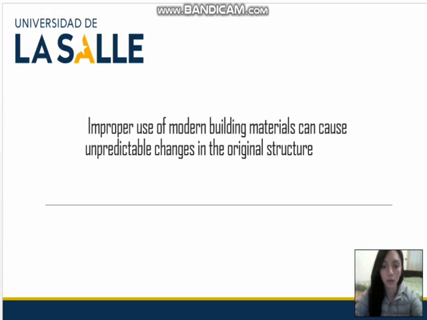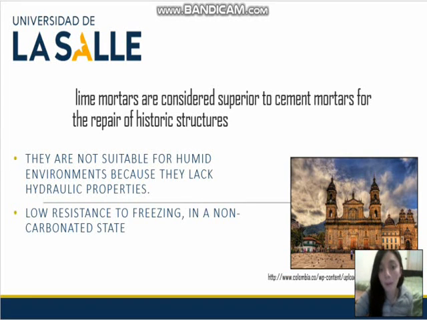The current materials are intended to be used for the repair of historic structures, and their properties and appearance must be compatible with the original structure. Lime mortars are considered superior to cement mortars for the repair of historic structures.